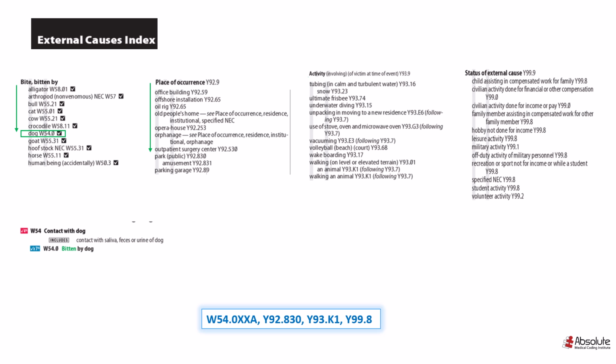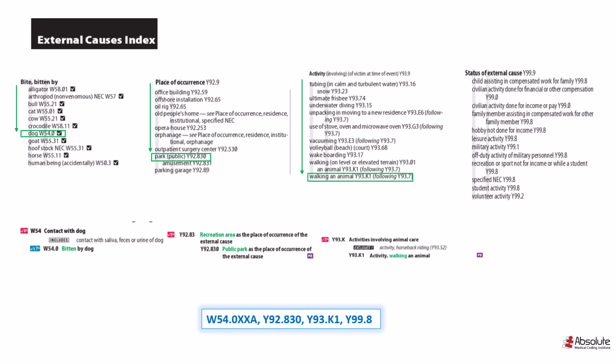So next, place of occurrence. Go to your place of occurrence in the external cause index, search for park, and it was documented that this is a public park. So your answer is going to be Y92.830, which is public park as a place of occurrence of external cause. Next is the activity. So the patient was walking an animal, walking a dog. So go to the activity, search for walking an animal. That leads you to Y93.K1, and there you go.